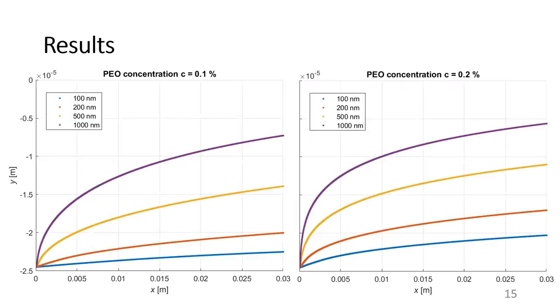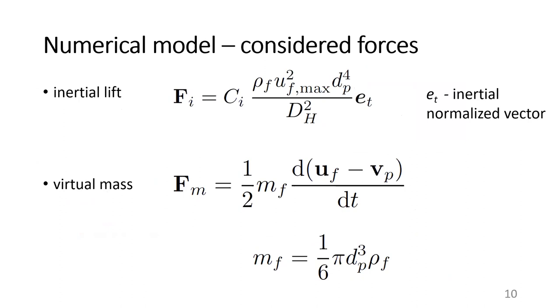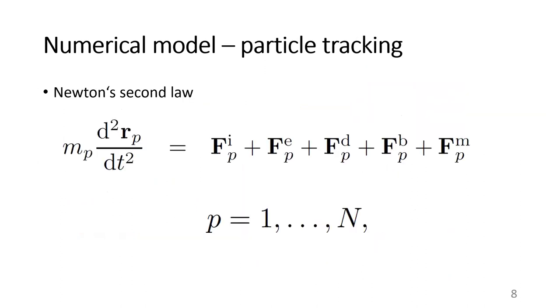I had a question about this force balance. Can you put this back? Sure. Which force is causing the particles to migrate to the volume? Well, the most significant is the elastic lift force, which is causing them to migrate to the channel center if they are larger in size. So if they are small, they stay along the wall.